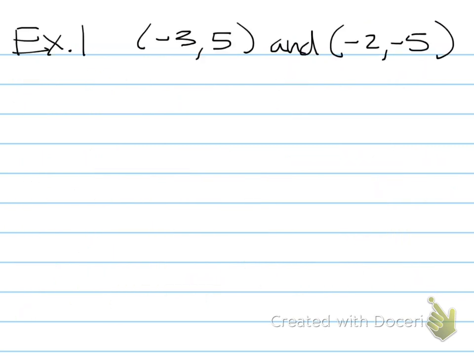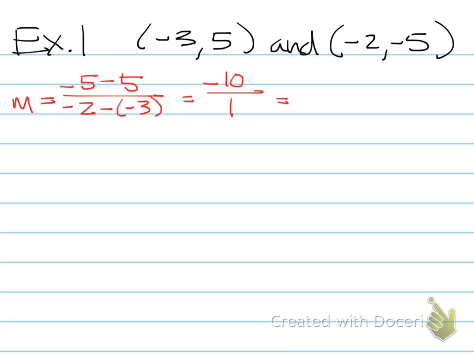In this example, we're given these 2 points. So we're going to plug it into the slope formula, y2 minus y1 over x2 minus x1. And we get negative 10 over 1, which gives us a slope of negative 10.